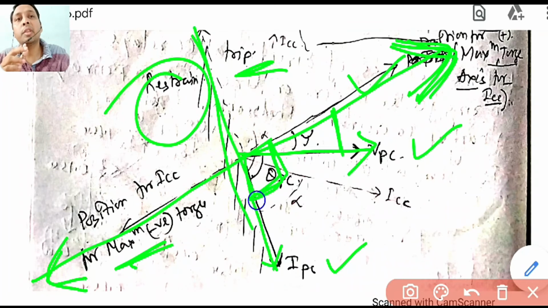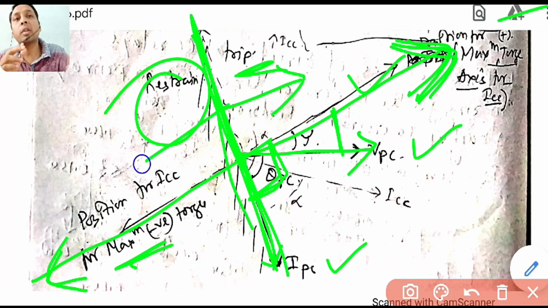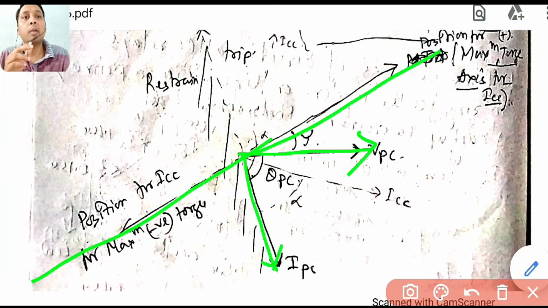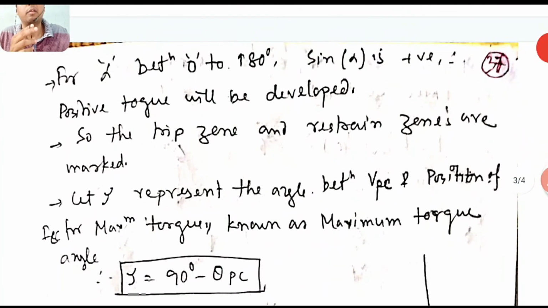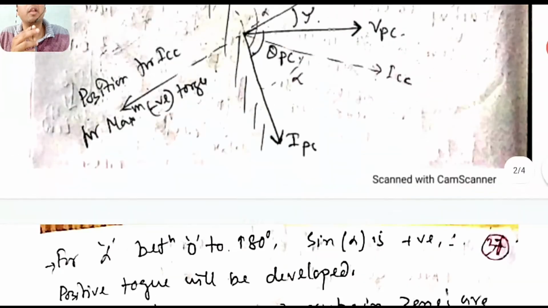So this is the zone divider. Anything on this side will give you positive torque, anything on this side will give me negative torque. Again I told you what is tau. This is your tau. This is known as maximum torque angle, which is 90 minus theta PC. Now you can recall your wattmeter connection. Okay, let me come to it a little bit later. Now what is the alpha?